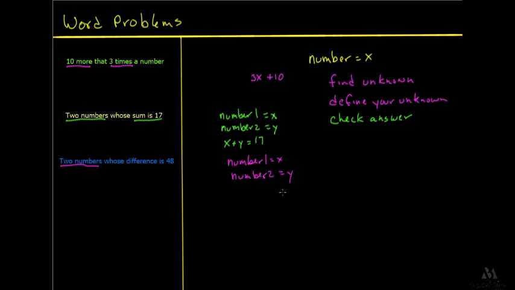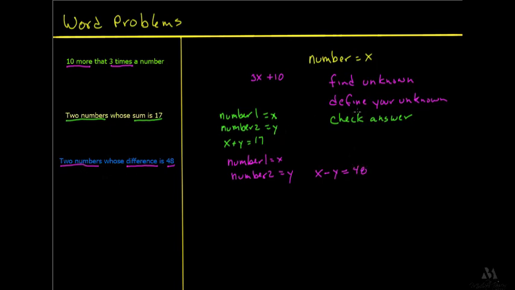It's going to equal y. And whose difference? And what do we know about the difference? Well, we know the difference is subtraction, and we've got an answer here. So we're going to have x minus y equals 48. So we found our unknown.